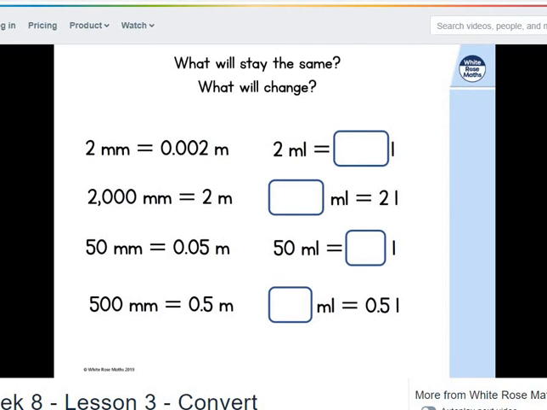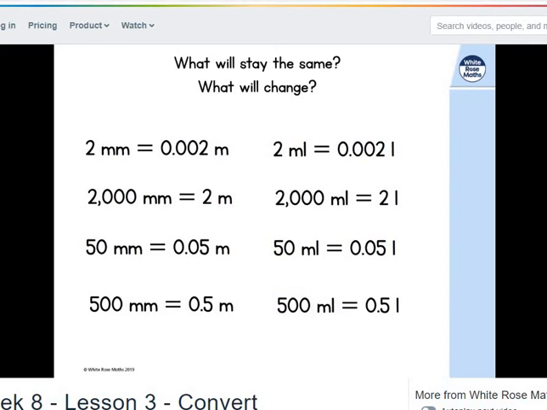So actually, the answer to the first one, well, 2 millimetres to metres and 2 millilitres to litres, I'm just changing the unit. It's just going to be the same. In fact, they're all going to be the same. All I'm doing is just changing the unit.